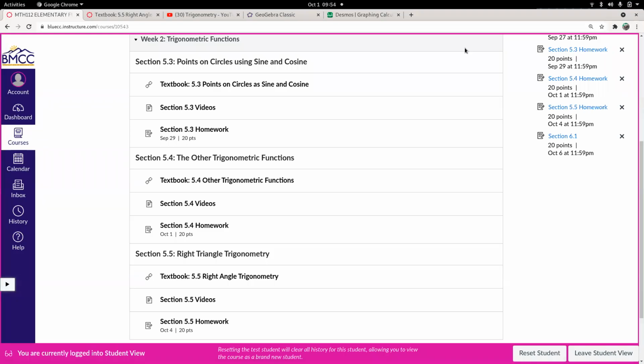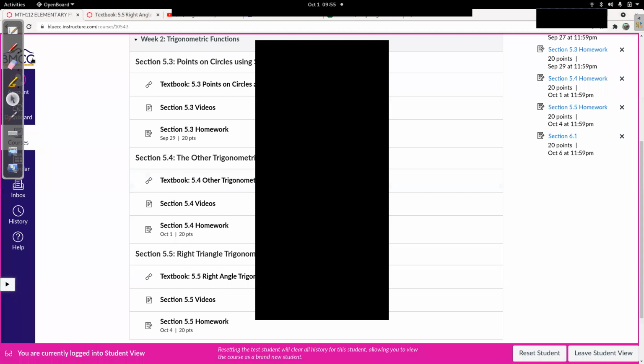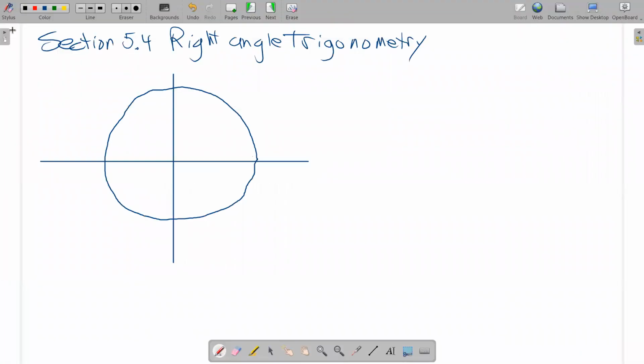All right, so finishing up week 2 here, looking at section 5, right angle trigonometry. And it turns out this is a review of stuff we've already done. So there's not too much new here, except maybe some cute story problems. So back to the unit circle for a second, or any circle for that matter.